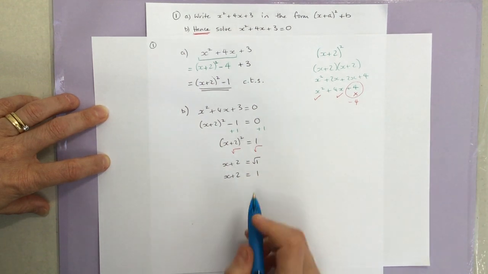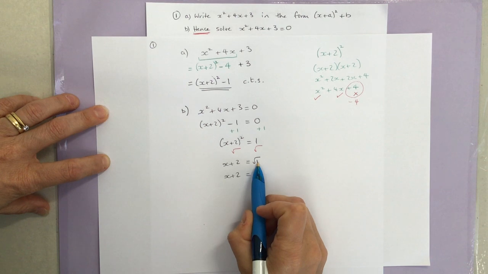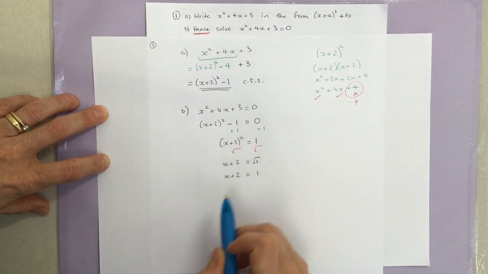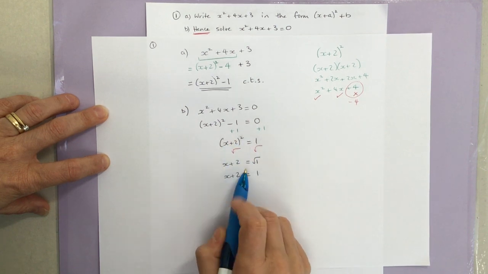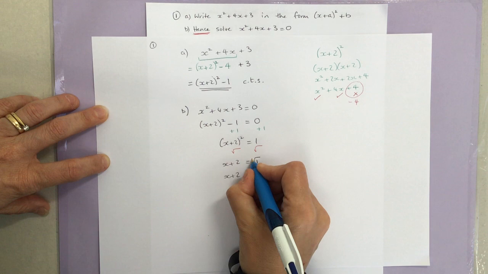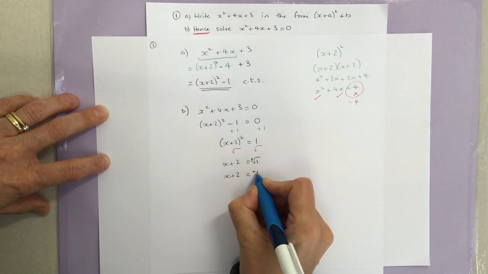Now at this point, I'm going to stop and go back a stage, because when you square something, it doesn't matter if it's positive or negative. So for this thing to be equal to 1, it could be the square root of 1, or it could be the negative square root of 1. So we need a plus and minus on there.